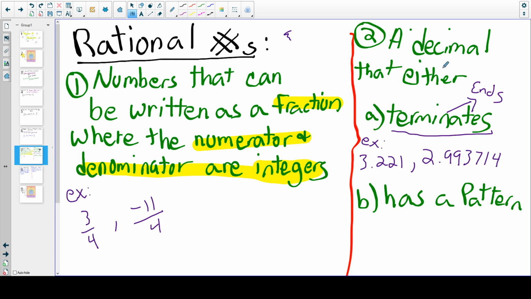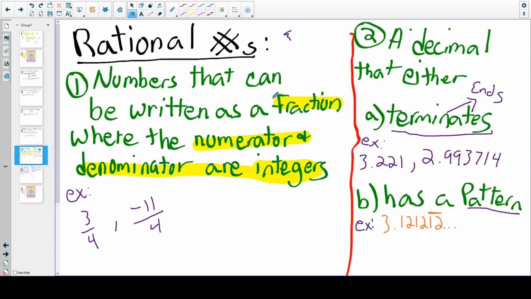This is the last one. If it's a decimal, it either is going to terminate or it's going to have a pattern. So for an example, let me choose a different color. If I did 3.12112, what do you notice is happening? 1, 2 is repeating. So you might see it like this with a bar on top indicating that these two numbers repeat over and over again, or you just might see a dot, dot, dot to show that it continues.